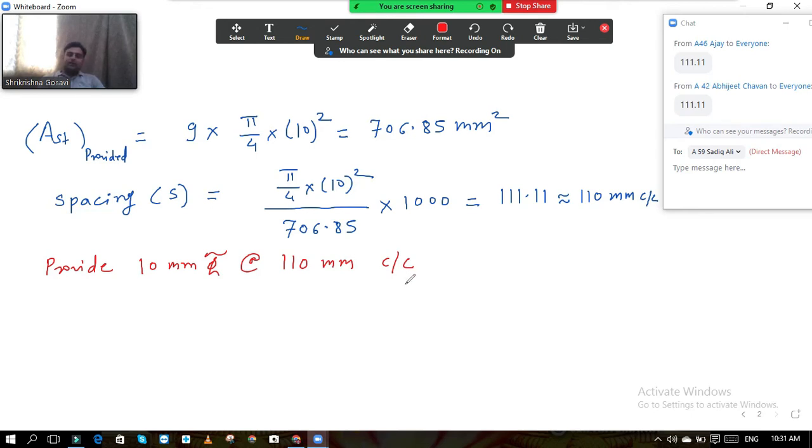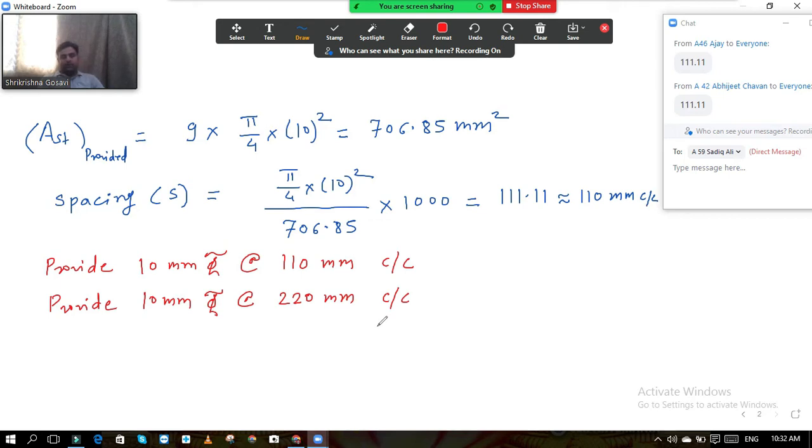Along with the main steel, as we have seen in the last numerical also, we provide top extra bars. So what are the top extra bars? Here, just double the spacing. Provide 10 mm bars at about 220 mm center to center.